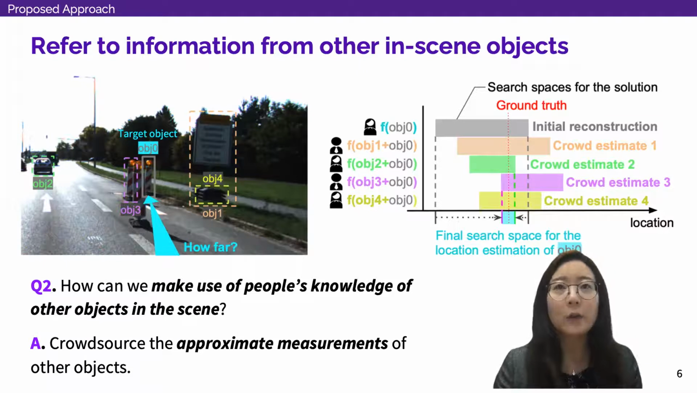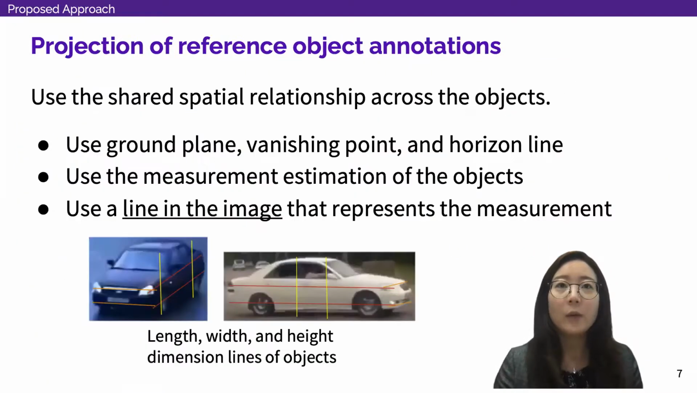Next, we had a question on what form of knowledge to elicit from the annotators, and we chose to use the approximate measurements of objects such as the height, width, and length, because then people can refer to their own knowledge or search for the measurement if they can identify the object. We also used manually drawn dimension lines to tie the measurement annotations to the pixels, as you see in this figure.